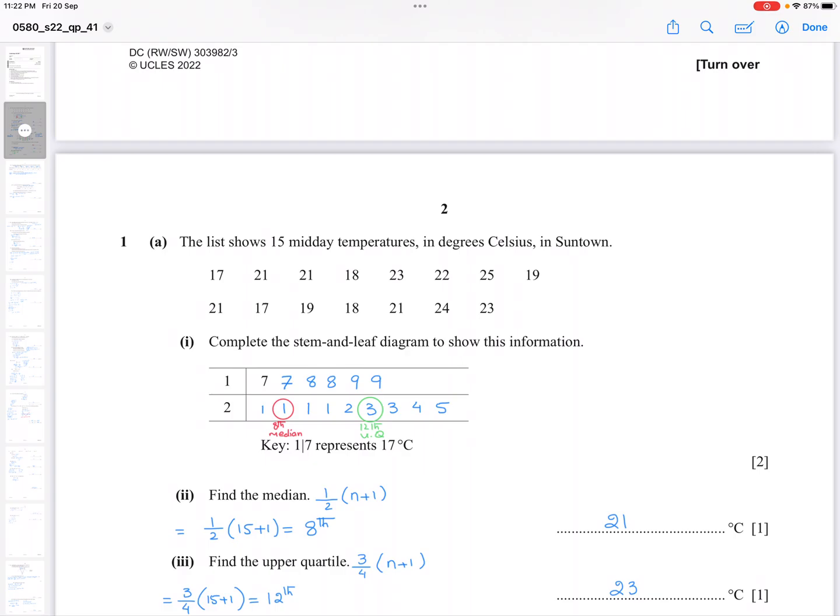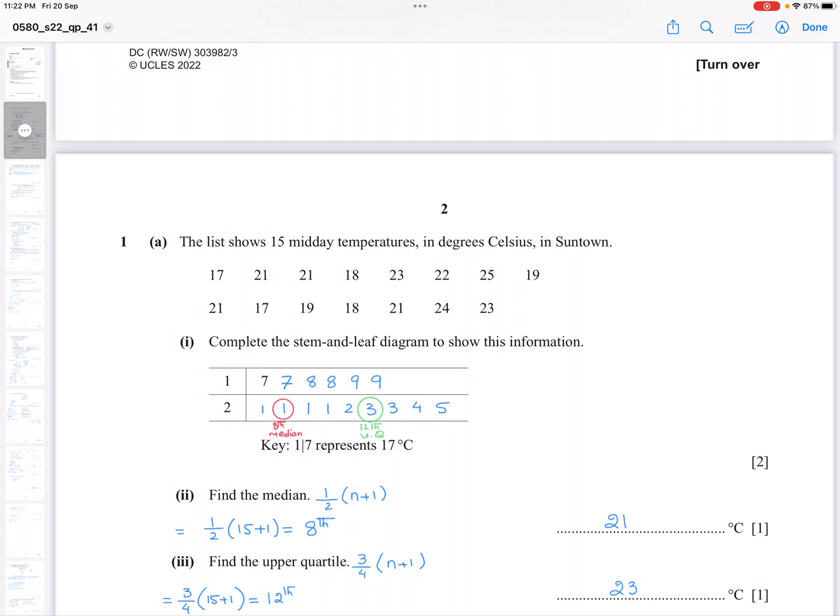Then there is 22, just 1 time, so you can write 2 in the leaf. And 2 times 23 is in the data, so you write 3 and 3 in the leaf. 1 time 24 is written, so you write 4 in the leaf. And there is 25, so you write 5 in the leaf. So these blue colors represent all the leaves.